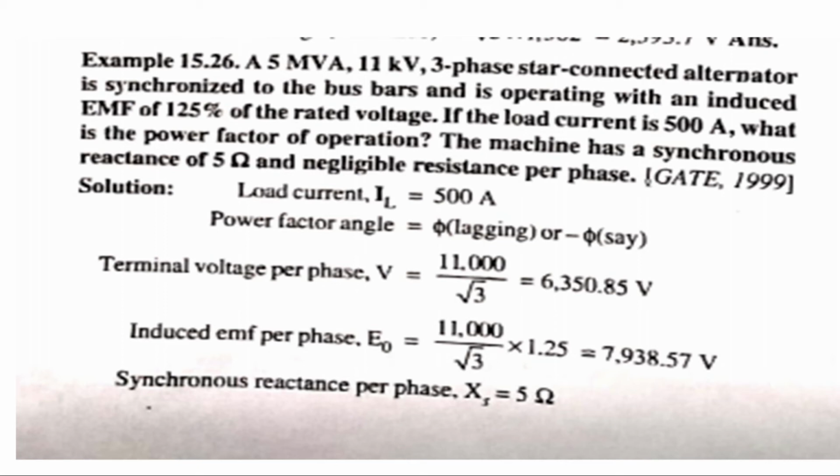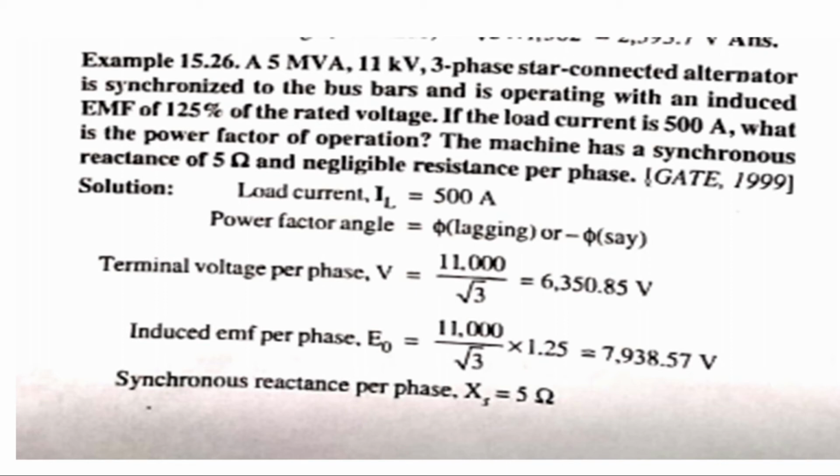Next numerical, a 5 MVA 11 kV 3-phase star connected alternator is synchronized to the bus bars and operating with an induced EMF of 125% of rated voltage. If the load current is 500 amps, what is the power factor of operation? Machine has a synchronous reactance of 5 ohms and negligible resistance per phase.